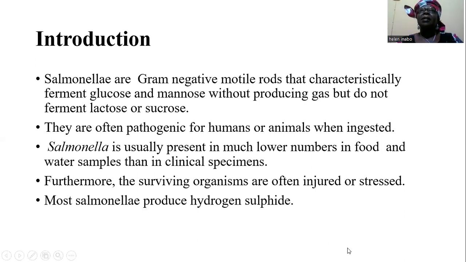Salmonella are gram-negative motile rods that characteristically ferment glucose and mannose without producing gas, but do not ferment lactose or sucrose. So they are referred to as non-lactose fermenters.